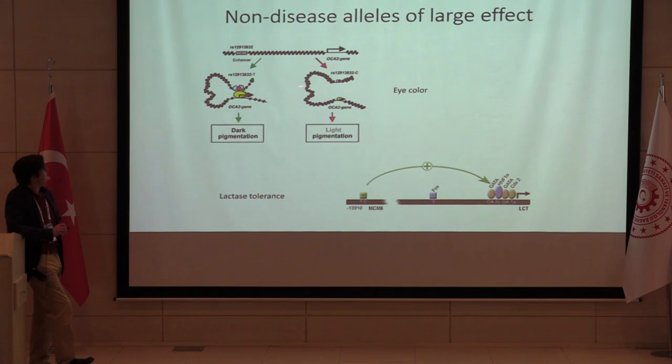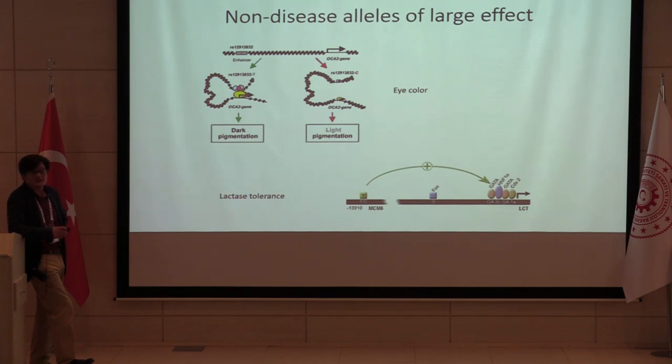One is this gene, OCA2. It's an eye color gene. Eye color is not truly a Mendelian phenotype. But if you're a homozygote for OCA2 loss of this enhancer function, there's a 98% chance you have light eyes, green or blue or gray. So it's a very large effect allele. This is one of the examples of human alleles that are non-disease and large effect. And these are very few.